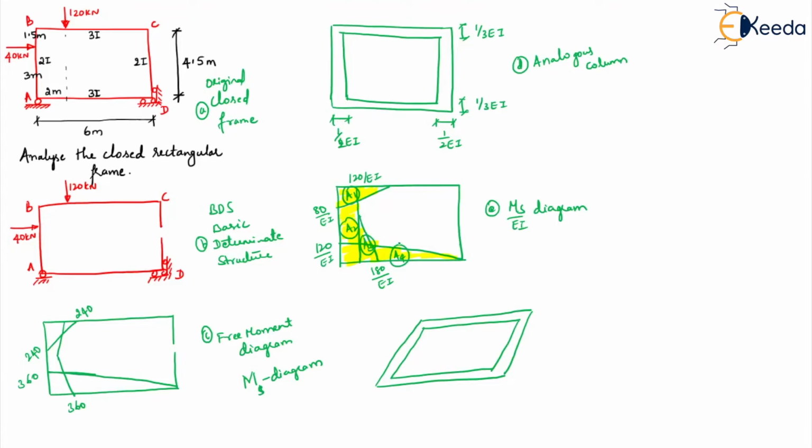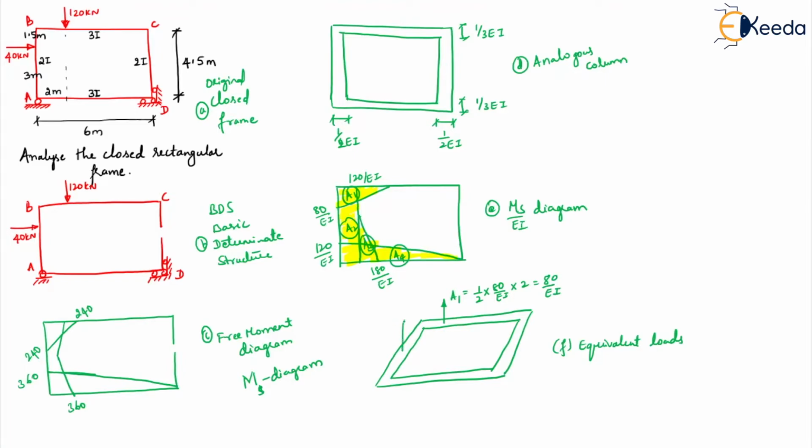Basically, in order to avoid the repetitive calculation of load terms, equivalent concentrated loads are calculated. That equivalent concentrated loads, we'll put here in the figure F. Okay, so we'll write it as equivalent loads. So here it is A1, that's equal to half into 80 by EI into 2. That's your 80 by EI.